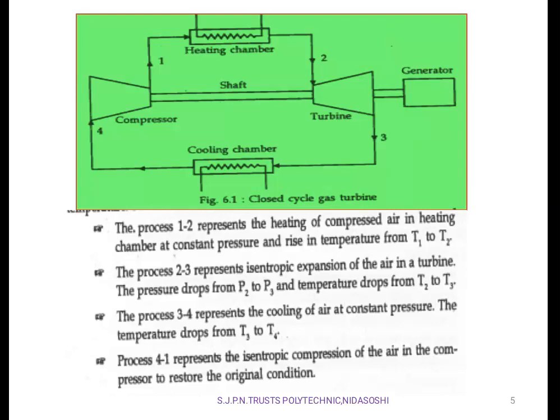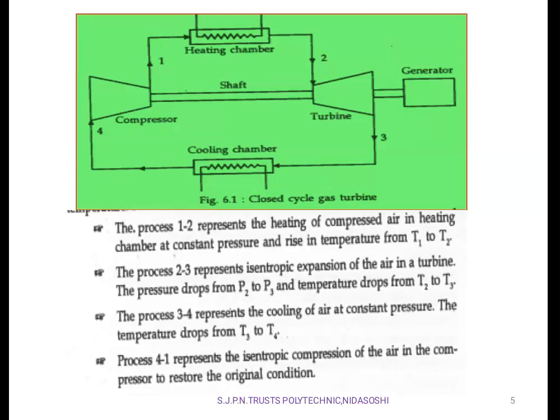Now if you see the operations, it works on the principle of Joule's or Brayton cycle, and the working fluid is air. It is used again and again. In its simplest form, it has a compressor, heating chamber, gas turbine, and cooling chamber. Gas turbine is used to drive the generator as well as the compressor. So with the help of gas turbine, we are driving the generator and compressor also.